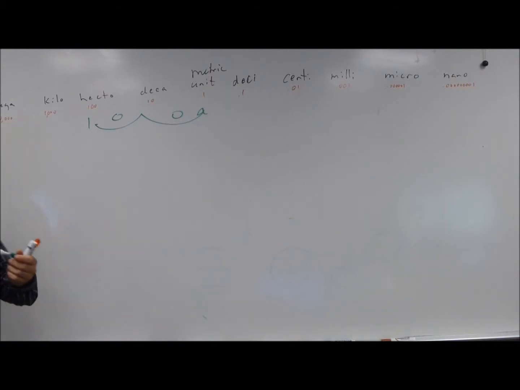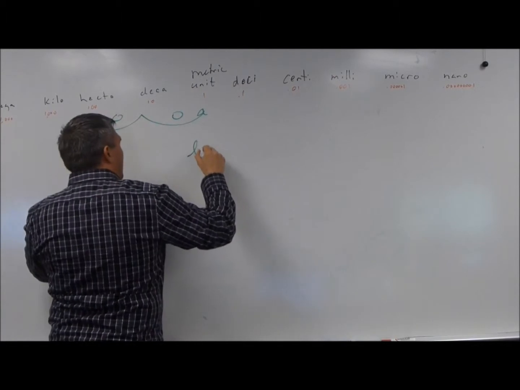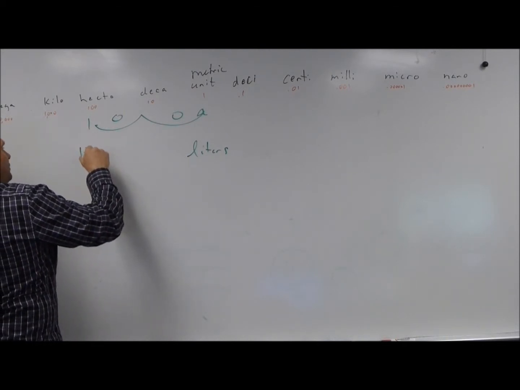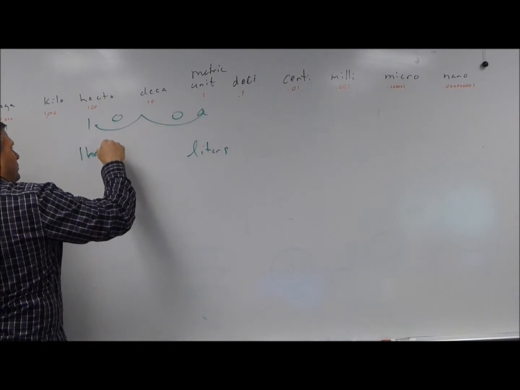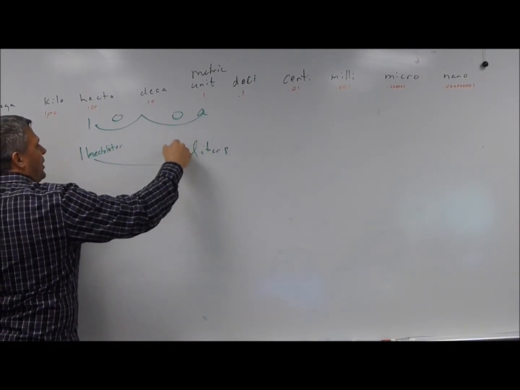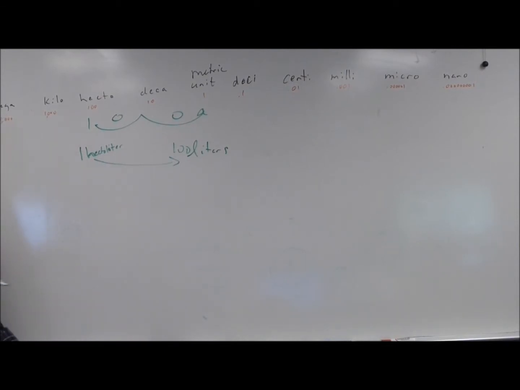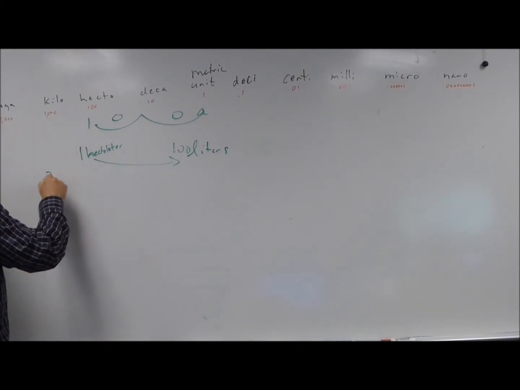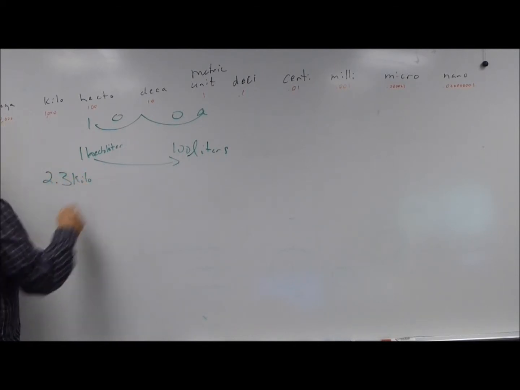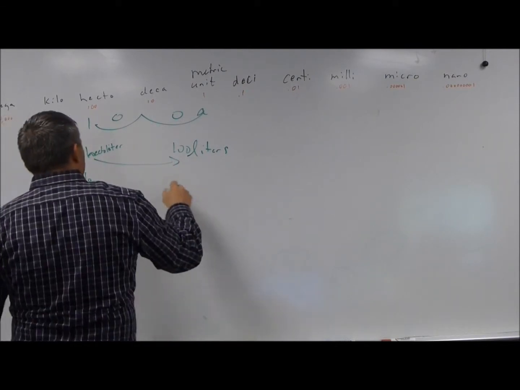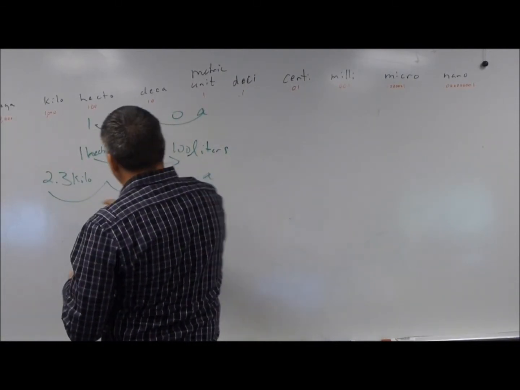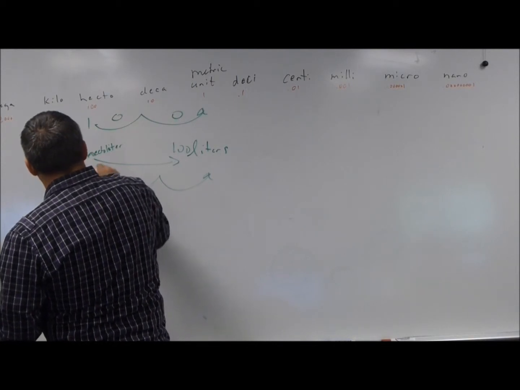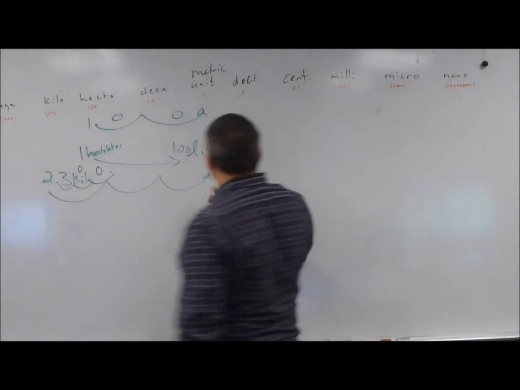Does that make sense? So if I'm talking about liters, okay, so I'm saying if I have 1 hectoliter, then what I'm saying is that I have 100 liters. In the same aspect, if I have 2.3 kiloliters, right? Then what I really have is 2,300. 1, 2, 3. So I move that decimal over 3 places. 1, 2, 3. Fill it with zeros, and 2,300 liters.